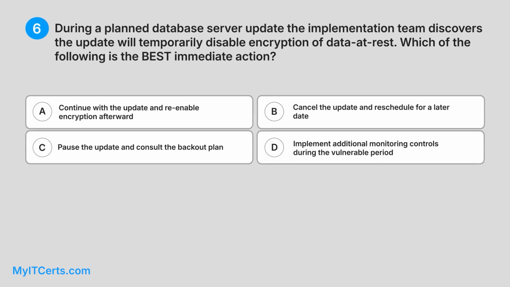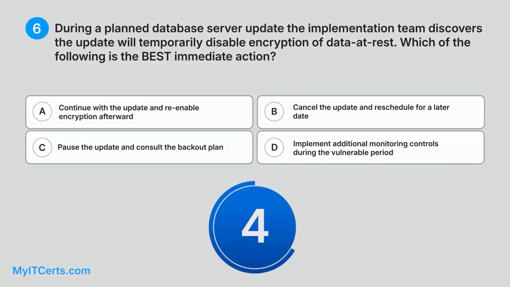6. During a planned database server update, the implementation team discovers the update will temporarily disable encryption of data at rest. Which of the following is the best immediate action? A. Continue with the update and re-enable encryption afterward. B. Cancel the update and reschedule for a later date. C. Pause the update and consult the backup plan. D. Implement additional monitoring controls during the vulnerable period. What do you think is the answer?